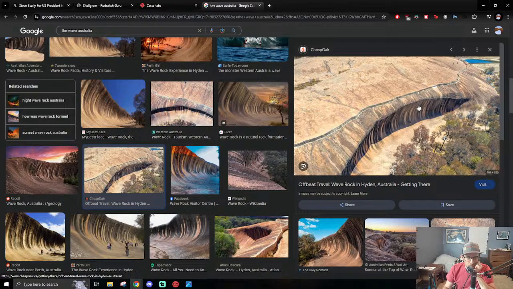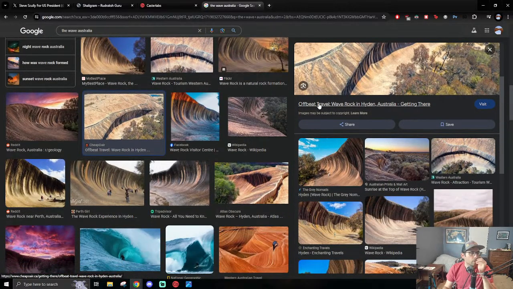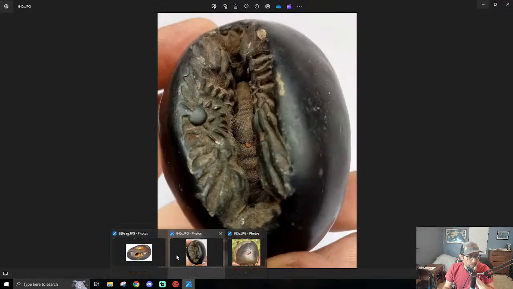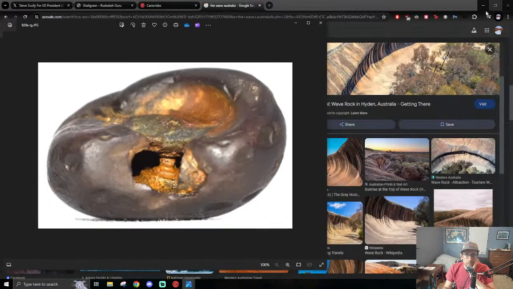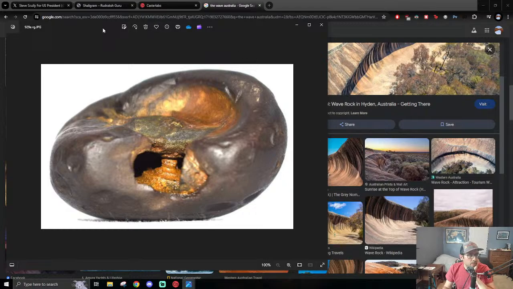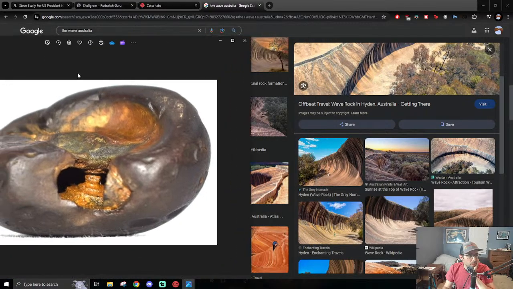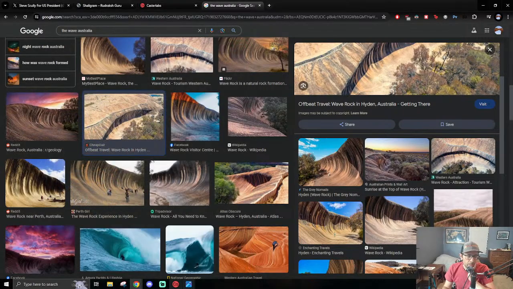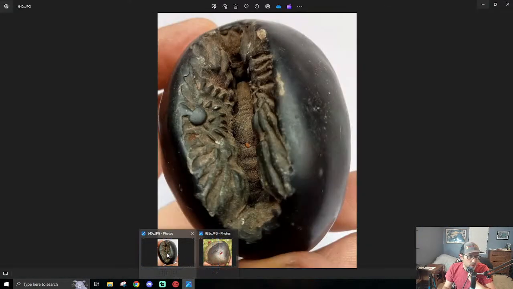Oh my god. How epic. Very reminiscent, though, of this Shaligram here. I don't know. I don't know.